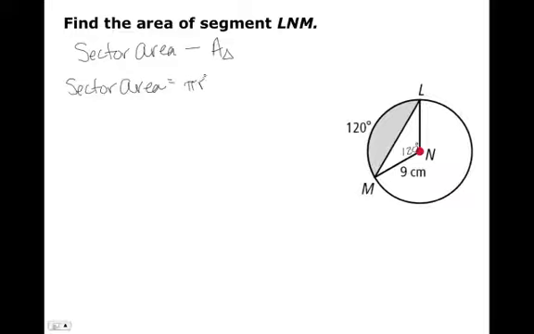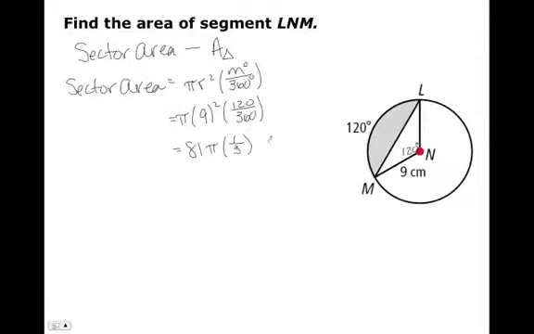Remember, it's the area of the circle times the fraction that we are using. The radius is 9 centimeters, and the measure of the angle is 120 degrees. Now I'm going to go ahead and reduce this. 120 over 360 is a third of the circle. That makes for easier numbers to work with. Now when I multiply 81 pi times 1/3, I get 27 pi centimeters squared for the sector area.